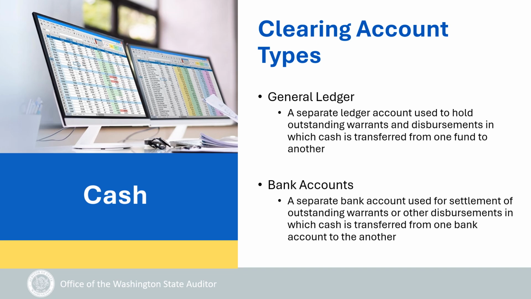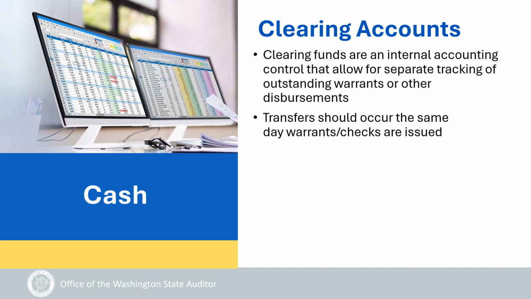Governments can choose to utilize these funds or accounts. However, they're not required to. They can also use both if they elect. While there are different types of clearing account options, both options do have similar rules and intent. Both are considered an internal accounting tool for the tracking of outstanding warrants and checks for a government.